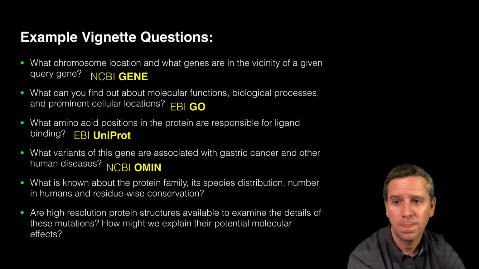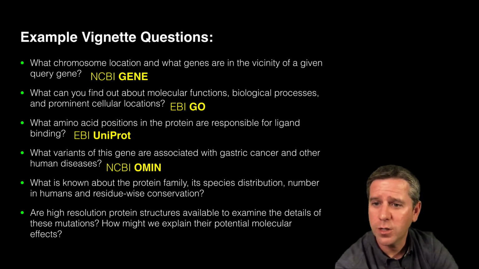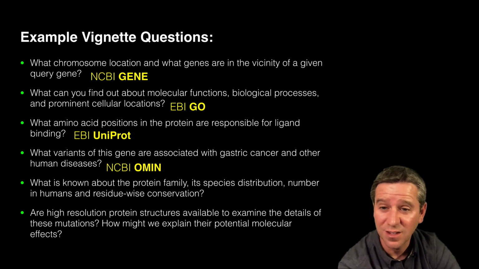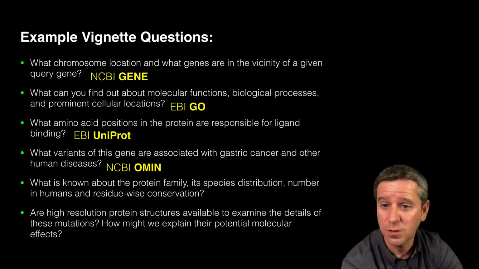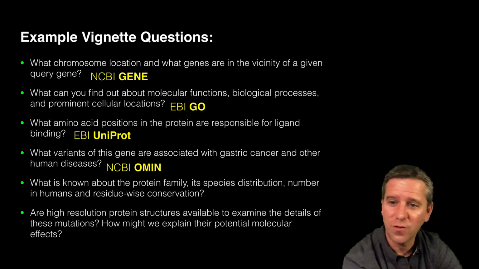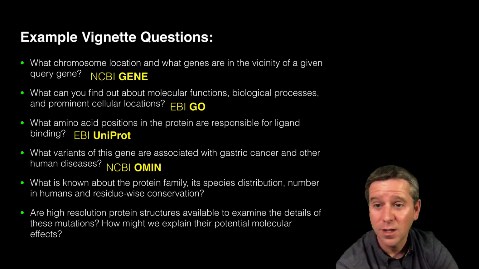For our penultimate question, what's known about the protein family, more generally, its species distribution, so where is it in the tree of life, what kind of organisms is it found in, how many copies of it are there in human, how many variants are there, what's the residue-wise conservation?